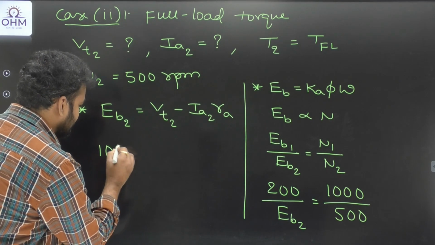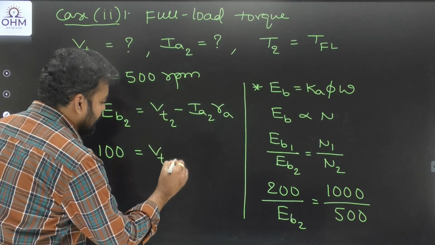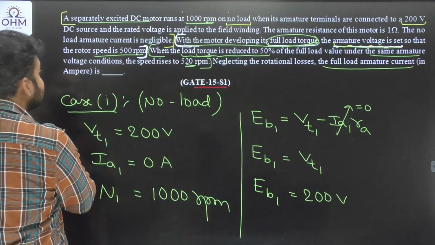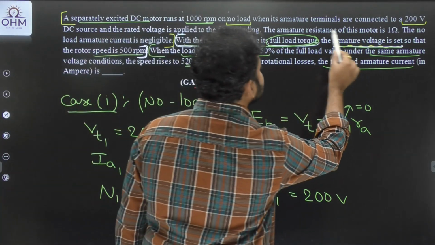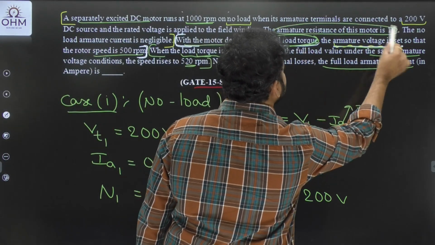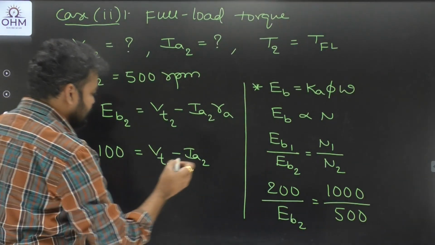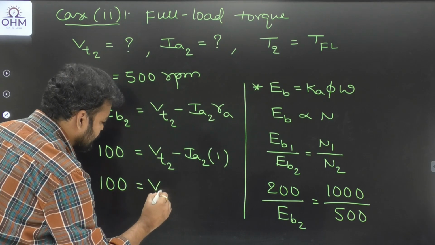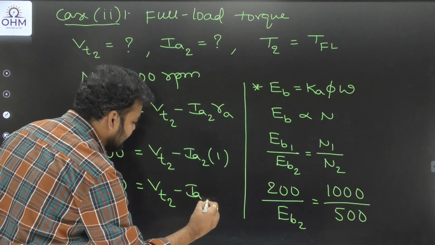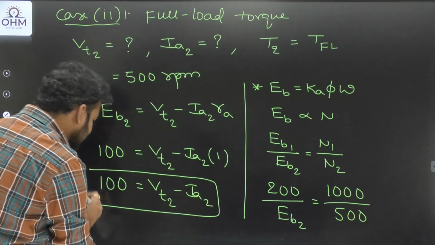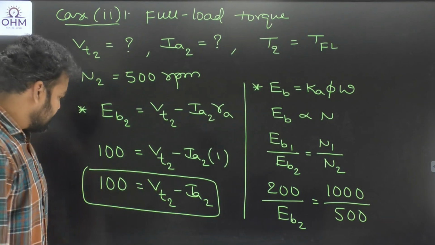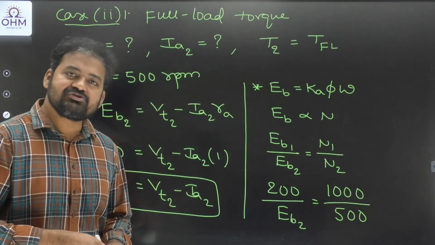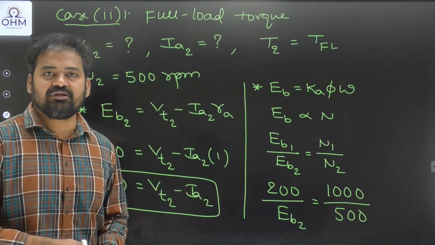So I can substitute EB2 is equal to 100. I don't know what VT2 is. I don't know what the armature current is, but armature resistance is given in the problem, right? Yes. What is the armature resistance? You can see here, armature resistance is 1 ohm. That means indirectly 100 is equal to simply VT2 minus IA2. You can understand there are two unknowns here. If I find one more equation with the same two unknowns, I can solve both of them so that I can get the answer for the current drawn by the motor.